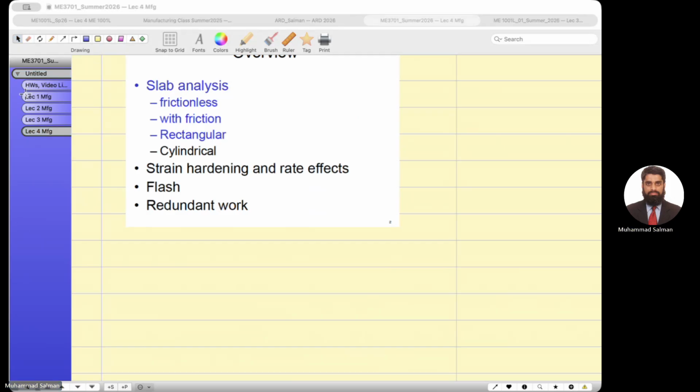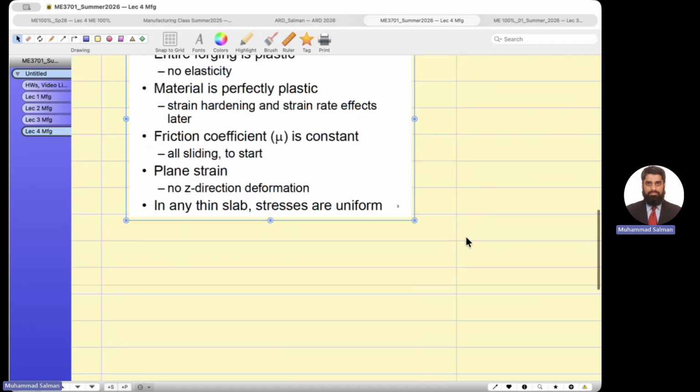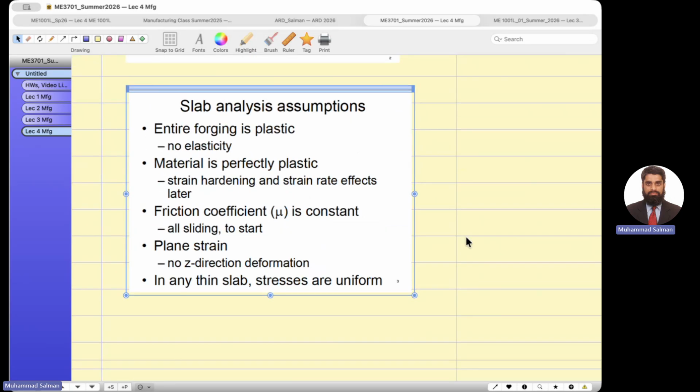So this is the slab analysis. I will pick up a slab, do some stresses and share some assumptions. Forging is plastically deformed, perfectly plastic. Friction coefficient mu is constant, all sliding to start with. Plane strain, no z direction deformation. So one dimension is restricted. This is our assumption in any thin slab. So we will use the von Mises criteria.